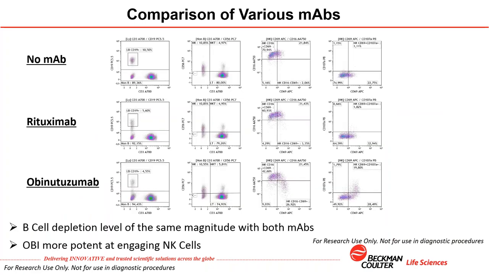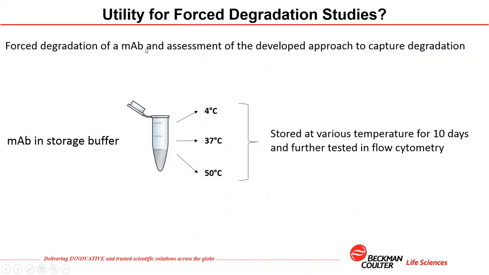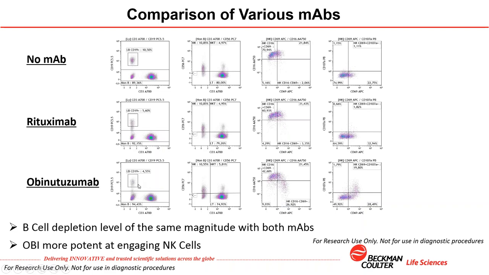Now, we did use different molecules to assess whether this approach could be used to characterize the mechanisms of action of different molecules. Here you can see the result when no monoclonal antibody is present in the blood during the incubation period. Then you can see the results obtained when rituximab is added to the blood, and finally what is obtained when obinutuzumab is used. First of all, if you focus on the B cell amount, it ranges from 10.5 down to 5% in each situation with the different therapeutics, which means that the depletion level is of about the same magnitude with the two antibodies that have been used.